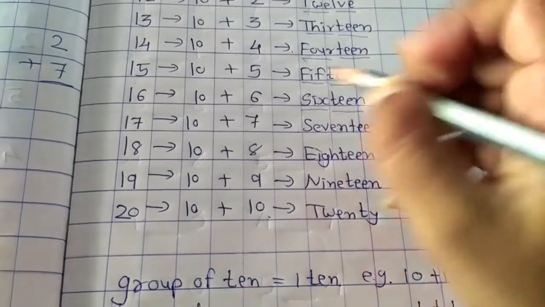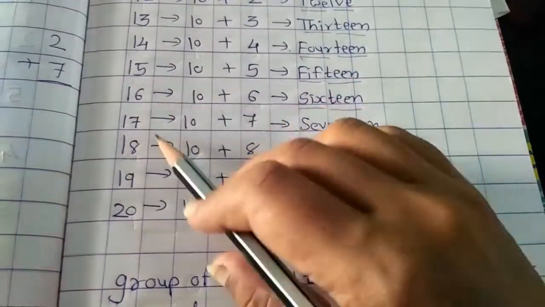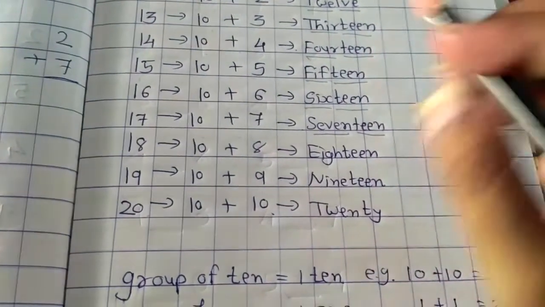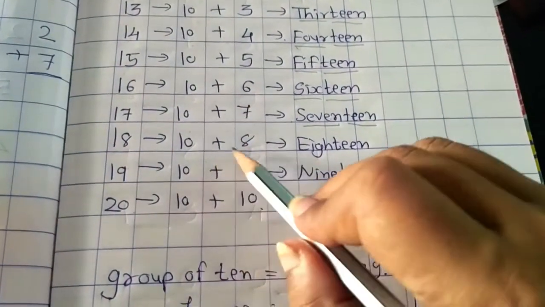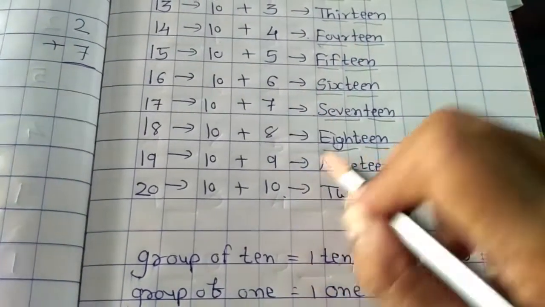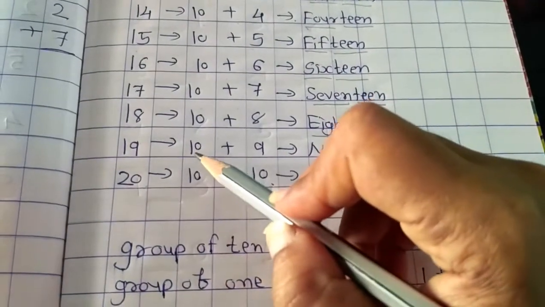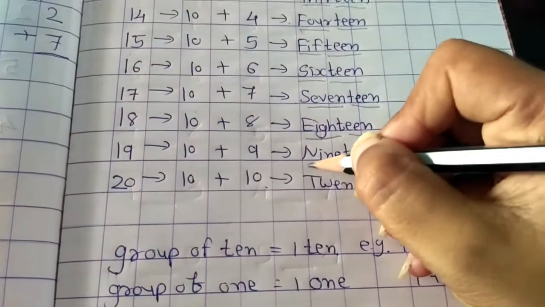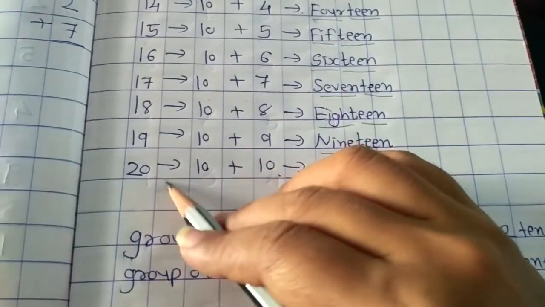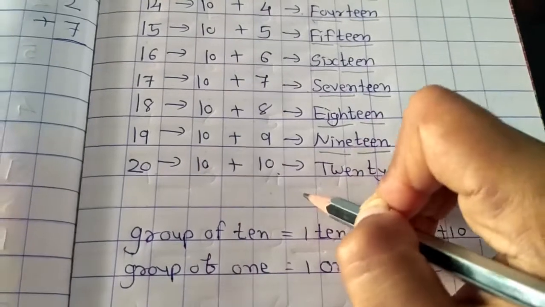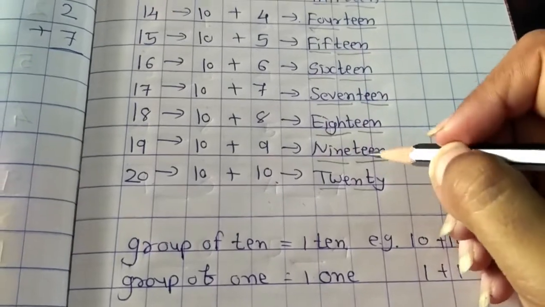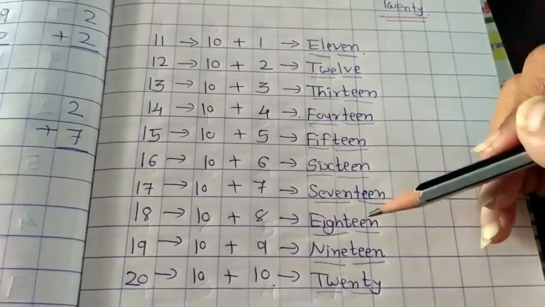16. 10 plus 6 and SIXTEEN. 16. 17. 10 plus 7 is 17. Then the spelling is SEVENTEEN. 17. 18. 10 plus 8, EIGHTEEN. 18. 19 which is 10 plus 9. So NINE TEEN, 19. 20 means 10 plus 10. So TWENTY. 20.